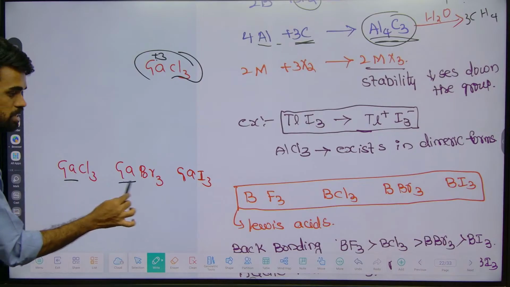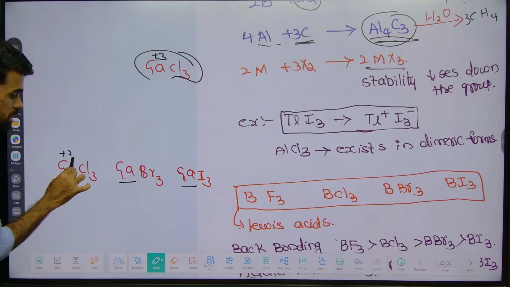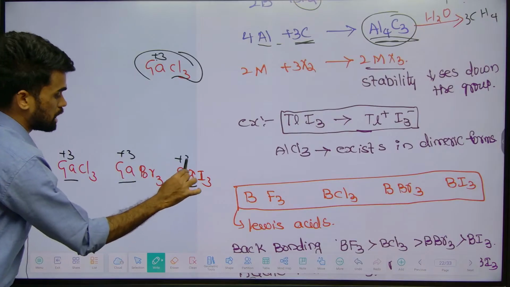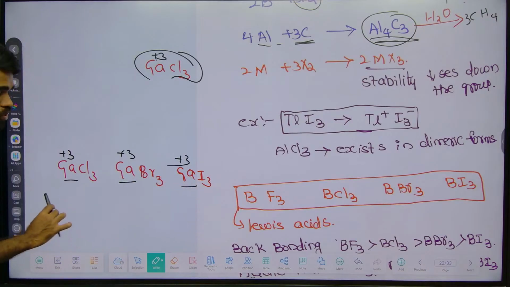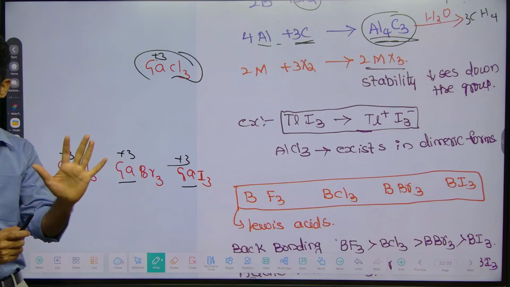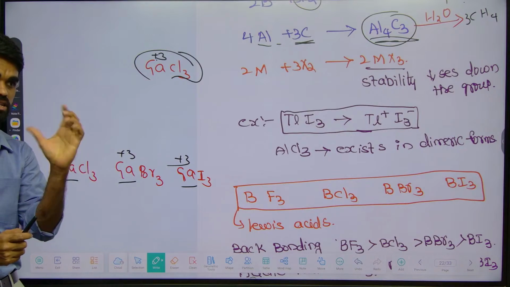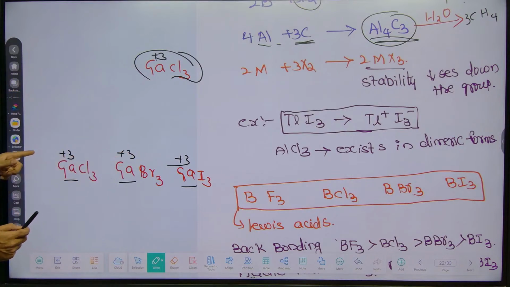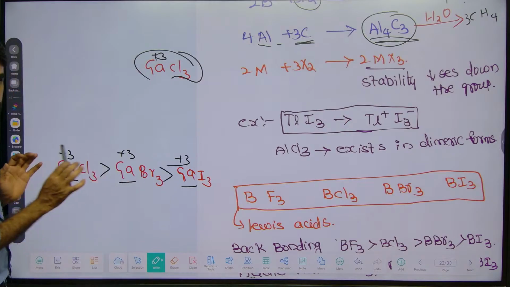All central atoms are same now, with what oxidation state? +3. But the surrounding halogen atom is different now. So which halide is more stable, they will ask. Small size halogen, more stability. What I am saying? Small size halogen, more stability. So which is more stable? Like this you can remember.